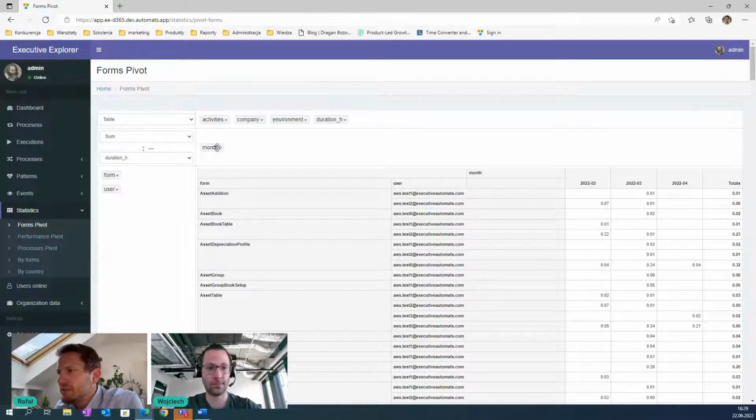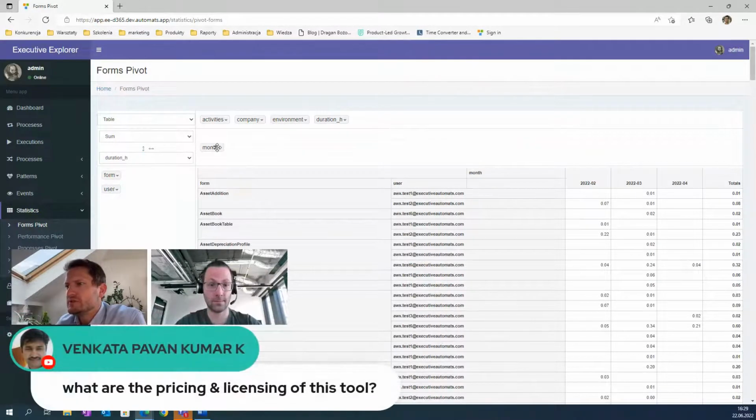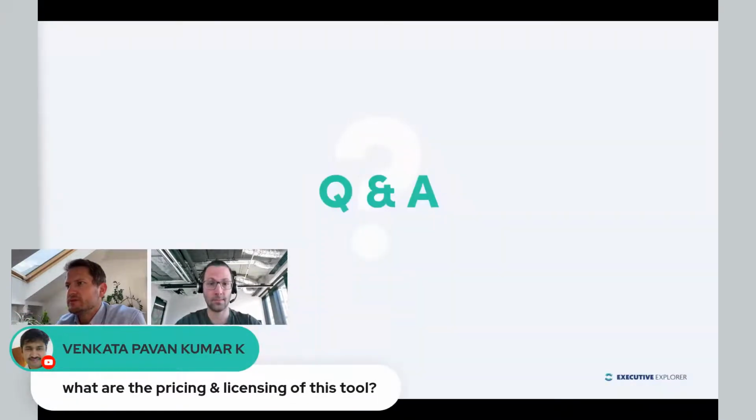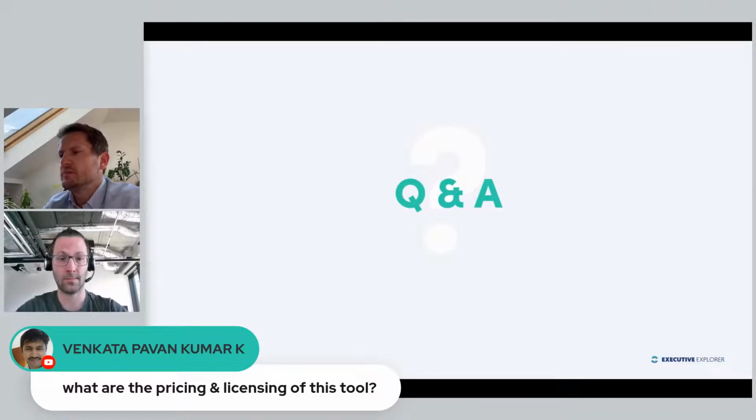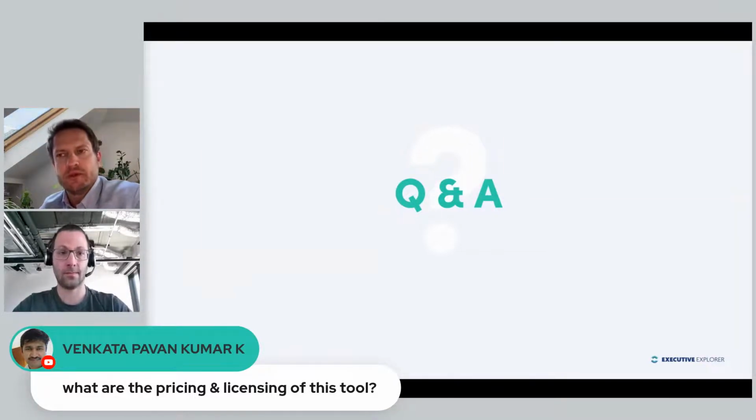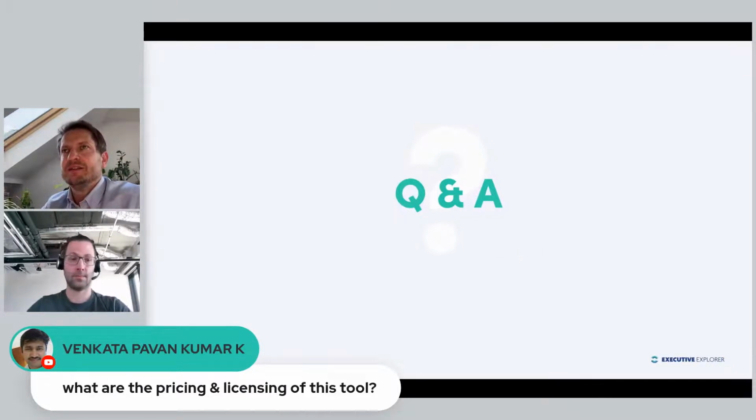I see that we have an extension to this question, and we have a second question. Maybe I will go back to this screen, where it will be more visible. What are the pricing and licensing of this tool? The licensing model is connected with the number of people and companies which should be recorded. The details regarding the pricing model can be gathered after contacting us.